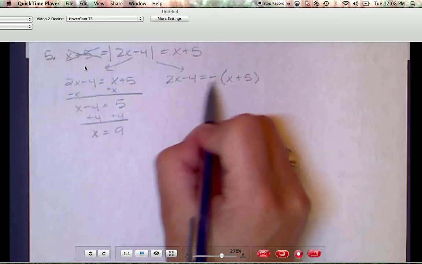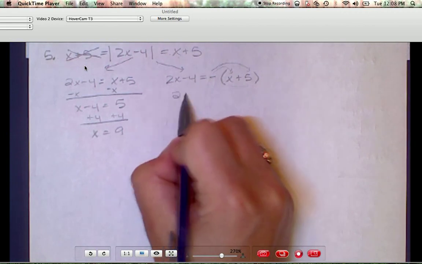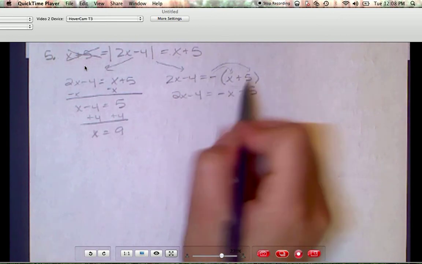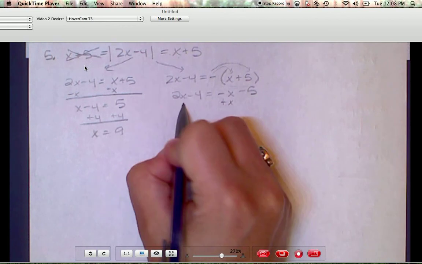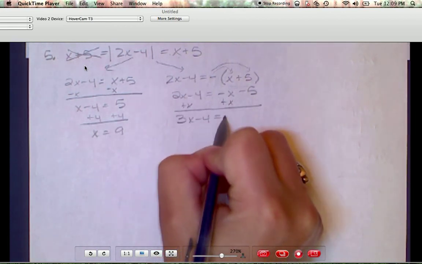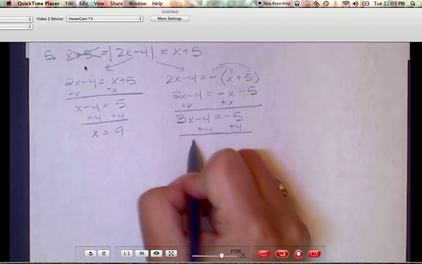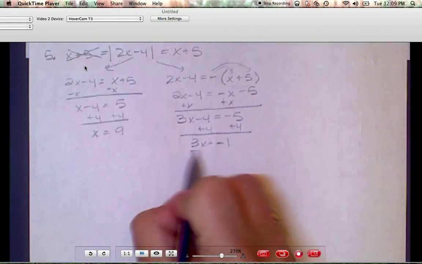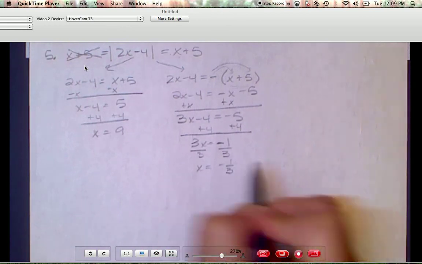Over here, we've got to distribute this negative sign. So we get 2x minus 4 equals negative x minus 5. And we still want to move this x over, because this is the smaller one, so we add x to both sides this time. 2x plus x is 3x. And we add 4, and we get 3x equals negative 5 plus 4, which would be negative 1. And then divide both sides by 3, so we get x equals negative 1/3.